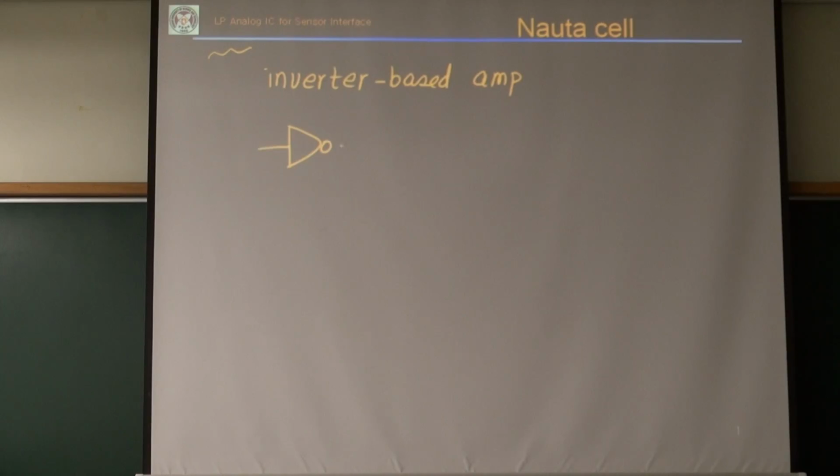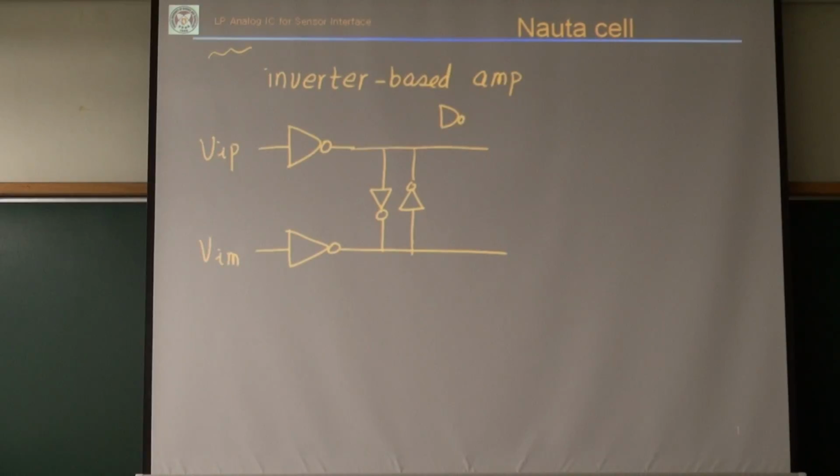So we talked about one example of this inverter-based, actually pseudo differential, we can say fully differential amplifier, the Nota cell. That Nota cell has two branches of amplifier, and then we have a cross-coupled inverter to control the common mode output, and then we have some bias circuit, something like that.